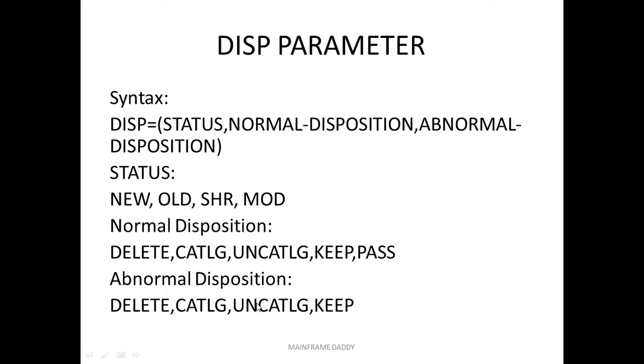And uncatalog, we can uncatalog it also without deleting it. We can uncatalog the data set also, as well as we can keep the data set also. So these are what we can do with the data sets upon normal execution, or if the job terminates abnormally.